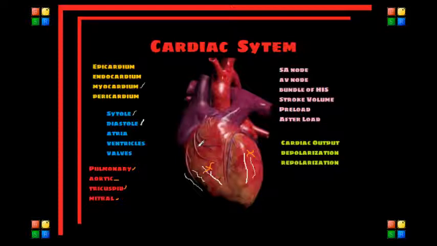Now let's talk about the SA node, or what we call the sinoatrial node, right? Which is basically what we know as the pacemaker of the heart. And it has an intrinsic rate of about 60 to 100 beats per minute, okay? The SA node consists of a cluster of cells in which the electrical impulses are generated. On the other hand, we have the AV node, or the atrioventricular node, which has an intrinsic rate of about 40 to 60 beats per minute.